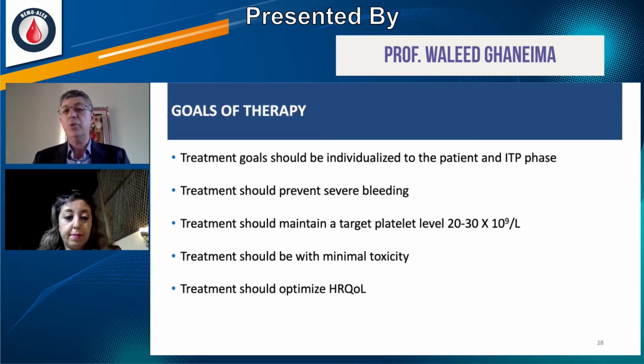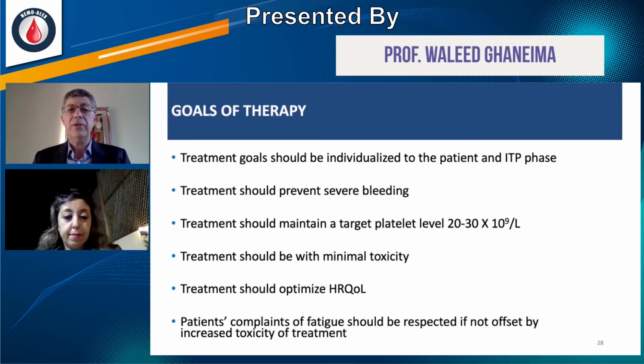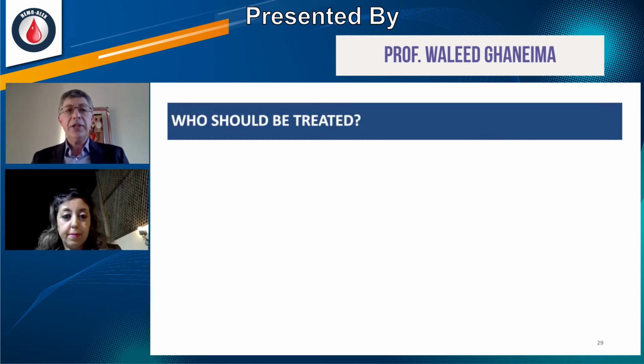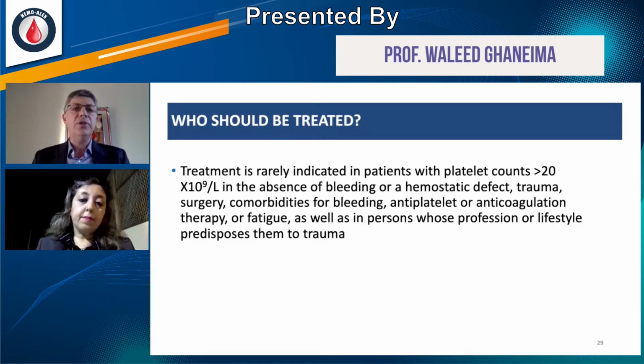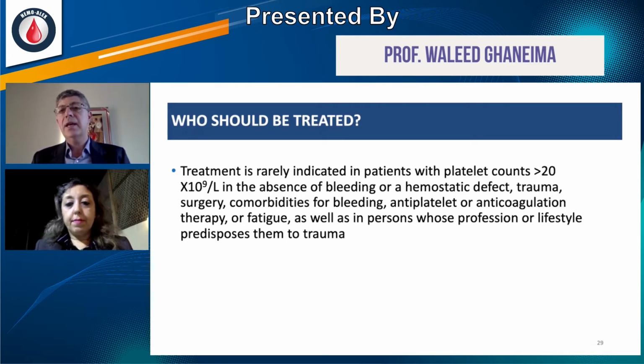And again, as I mentioned, we don't have a good tool to measure health-related quality of life. Fatigue should be considered. We should ask the patient about fatigue and try to increase the platelet count and see if it helps. Who should be treated? Treatment is rarely indicated in patients with a platelet count over 20, in the absence of bleeding, trauma, surgery, or comorbidities. That's what the guideline says. I think it would have been better to say over 20 to 30.